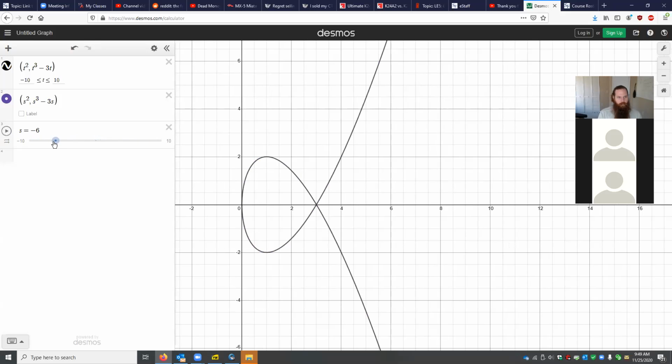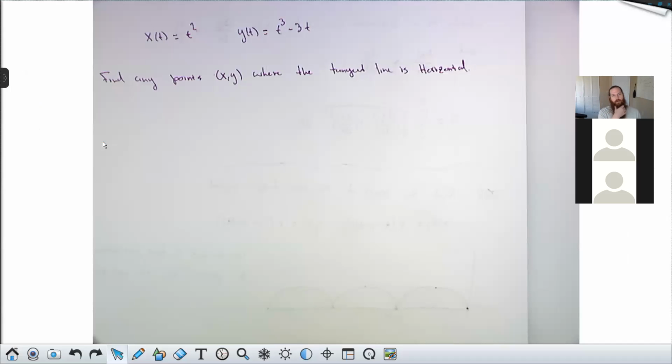So it looks like the value of the parameter where I'll have one of these horizontal tangents is -1, and the other value will be down here at maybe +1. Let's see if that agrees with what we find here.